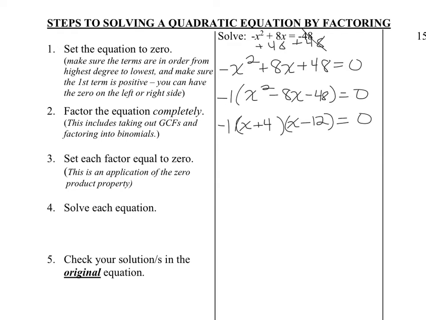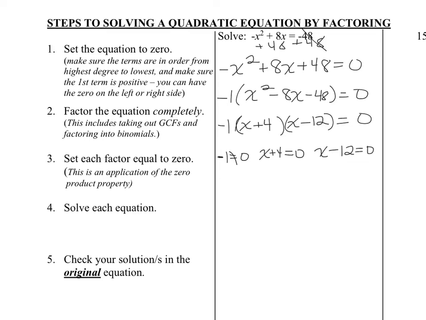So now that you've factored it, you set each factor equal to 0. So the GCF out here, it is a factor, but if you set -1 equal to 0, that doesn't make any sense, right? Because we're not solving for a variable here. So in this case, that GCF can just get ignored. But then I set x plus 4, that's a factor, equal to 0. And x minus 12 is a factor. You set that equal to 0.